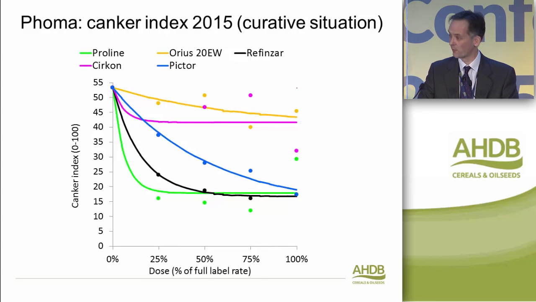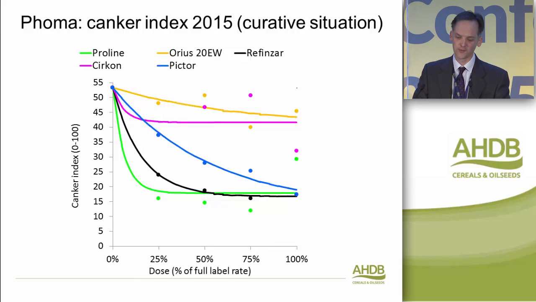There are a couple of new products within this, though, Refinzar and Pictor. Those of you that aren't familiar, these are actually strobilurin SDHI combinations. Pictor is dimoxystrobin plus boscalid, so a Phelan plus strobilurin. Refinzar is penthiopyrad, so DuPont's SDHI plus picoxystrobin. And we've been testing these in exactly the same way as the other products have been tested within this trial.